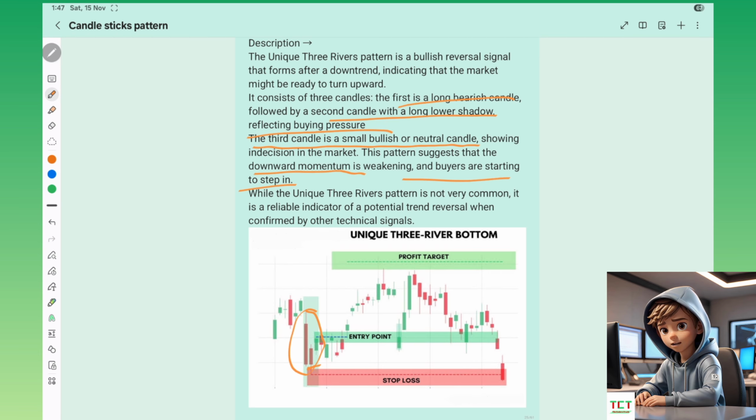When these 3 conditions come together, it indicates that the downtrend may be nearing its end. Sellers are losing their power. Buyers are gaining confidence. For confirmation, traders wait for the next candle after this pattern. If it's a strong bullish candle, then the reversal is confirmed. This pattern is most effective when it forms at a significant support level.